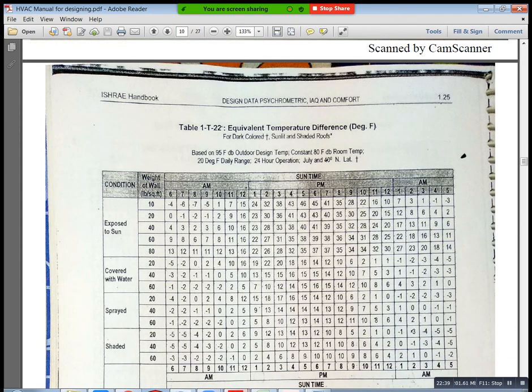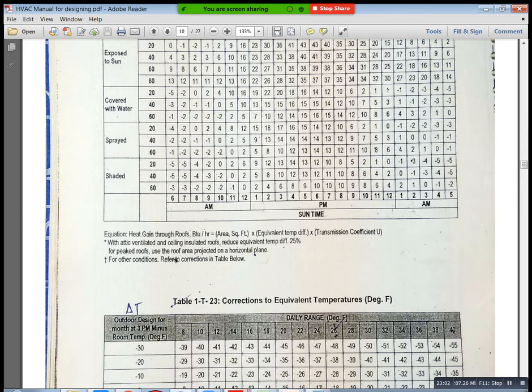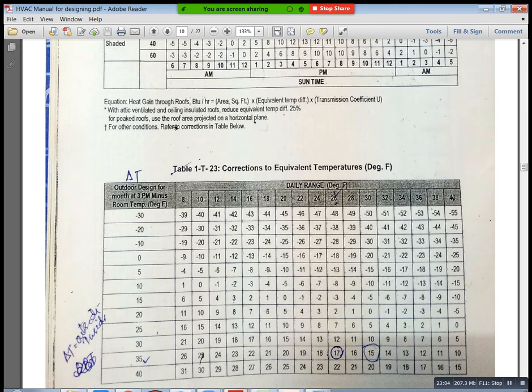This 35 we need to apply here. See, outdoor design for the month of 3 p.m. or 4 p.m. you will consider. Now the daily range. How can you get this daily range? Here we have table 2. We are calculating for Hyderabad. In the Hyderabad condition, how much is the daily range? 14 degree. Now you can mention 14 degree here. We got 35 as your equivalent temperature difference, and your daily range 14.